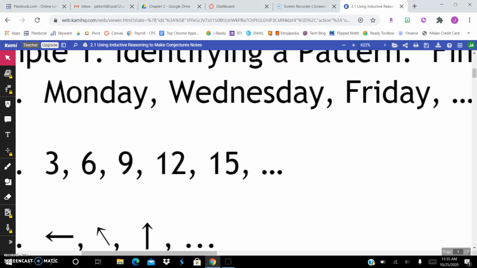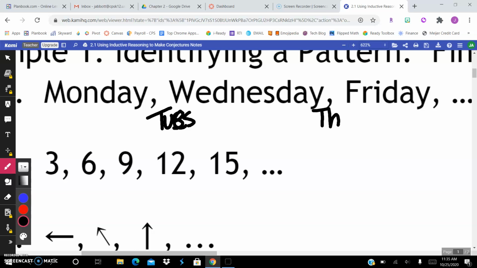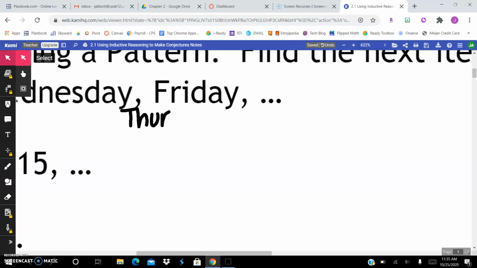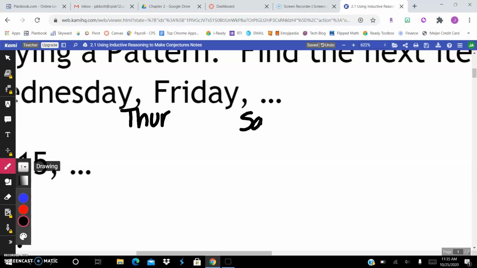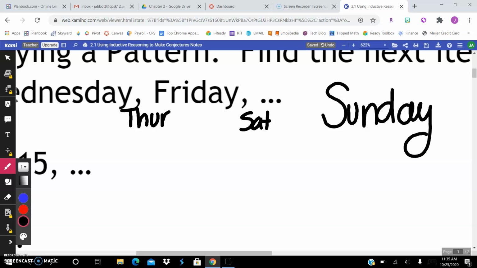Tuesday would go there, Wednesday, then Thursday, then Friday is in the list. We would skip over Saturday. So Sunday would be the next day in the list.